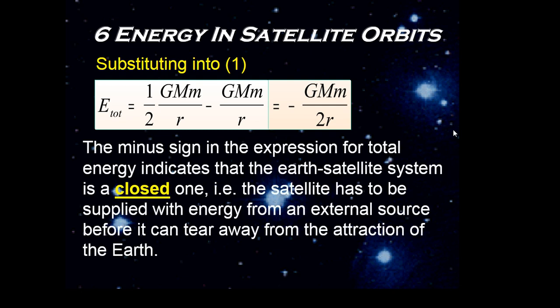Which then allows us to draw certain things. But first, there's a chunk of text. The minus sign shows that the energy in the Earth satellite system is a closed one. That means the satellite is bounded to Earth. Right? You need an external source to tear away from Earth.